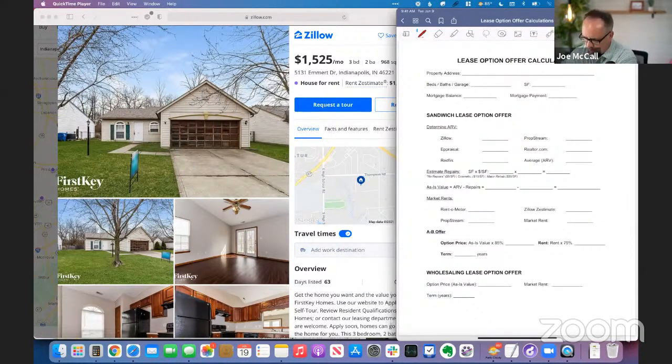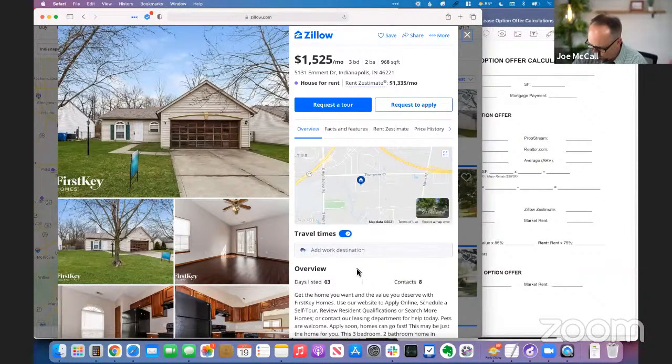So I'm going to walk through how to calculate a lease option offer with pen and paper. No software or any of that stuff. No spreadsheets. Here we go. We're going to write down the address. Let me get a blue pen here.